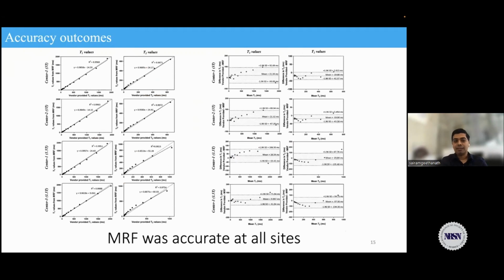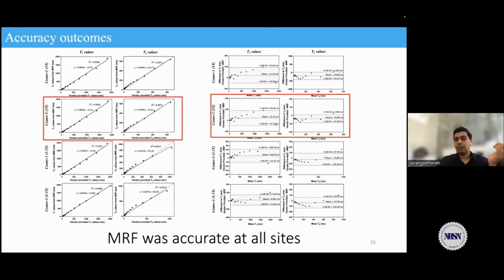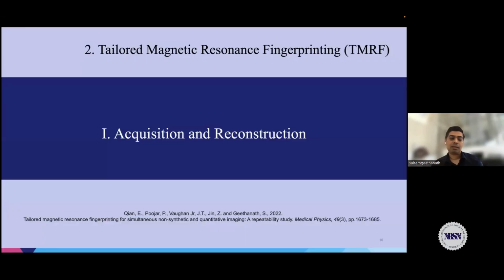In terms of accuracy, where we are looking at an R squared value in terms of the plot, you can see that they're pretty linear across the three sites and two field strengths, providing a bound of 95%. When you did the Bland-Altman plots, you can see that all the spheres are within the 95% confidence interval. So that kind of gave us the confidence that this method was repeatable across sites and two field strengths.